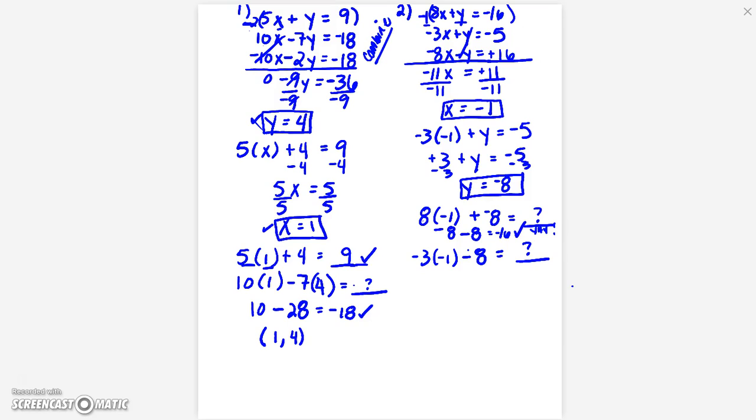Okay, hopefully the second one works out as well. Negative 3 times negative 1 is positive 3 minus 8 equals. So if I'm at a number line and I start at positive 3, but I go backwards 8. Okay, and there's 0. It should be negative 5, and that was my original answer, so yay again. We checked out. I can write my answer as a point where those lines cross. My x is negative 1, and my y is negative 8.